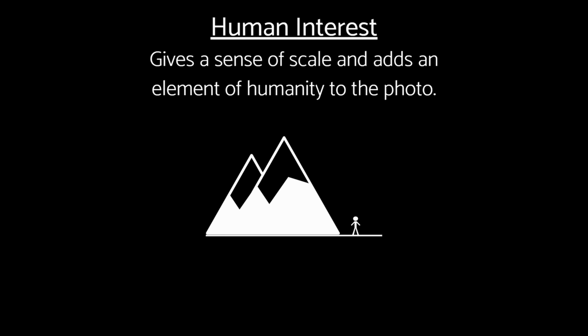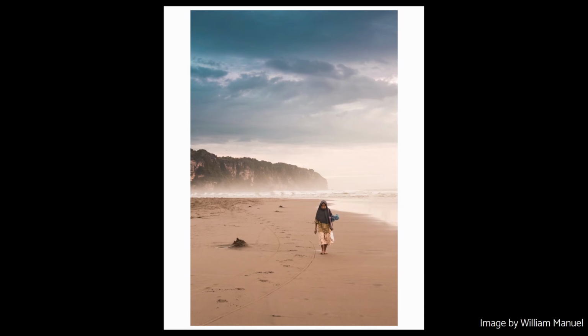This technique works great for landscape photos as it gives a sense of scale and adds an element of humanity to the photo. By including this technique in your compositions, you can create powerful images that capture both the beauty of the natural world and the human element in a single frame. For example, take a look at this image by William Manuel. He does a great job of adding human interest to an already great looking setting. If you take a photo of something vast or beautiful and it just isn't conveying that sense of beauty in the image, then try to add a human element to the photo. You can do this by having a friend stand or walk somewhere in the frame, or you can use the decisive moment as mentioned earlier to wait until someone enters the scene.